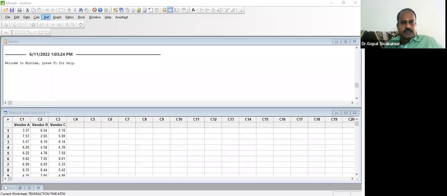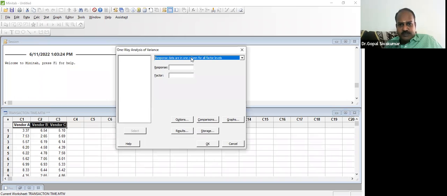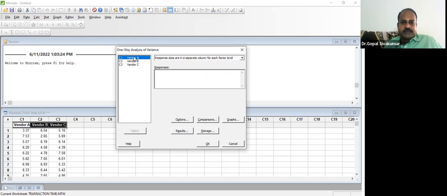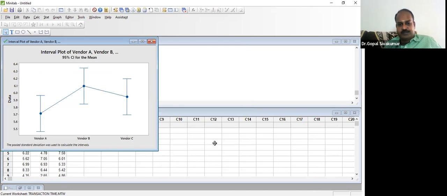Go to Stat, go to ANOVA, go to One-Way ANOVA. Response data are in separate columns because we have 3 different columns. Select the second option. Come here, select all the 3 columns. Right? Now you give OK. ANOVA is done. The factors' effect, the average effect, is indicated here.